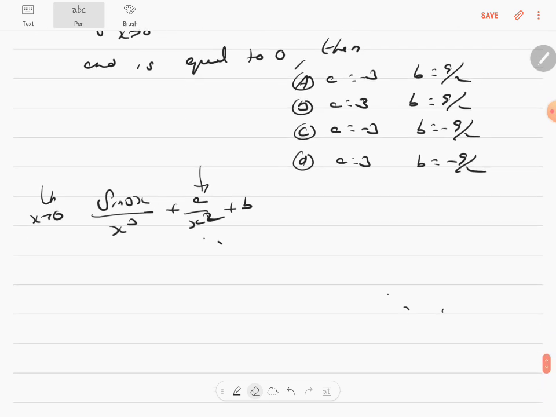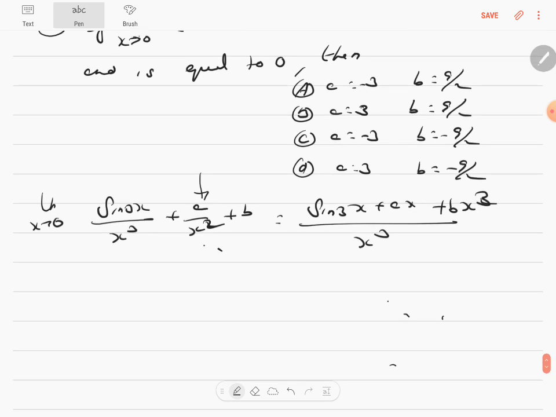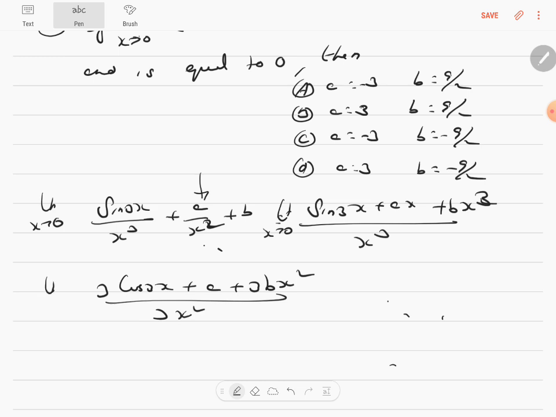So let's write it in the format. Let's take an LCM, which is x cube. So it's sine 3x plus ax plus bx square, by x cube. And let's do L'Hopital, limit x tends to 0. Differentiate the numerator separately. You get 3 cos 3x plus a plus 3bx square, by denominator 3x square, limit x tends to 0.